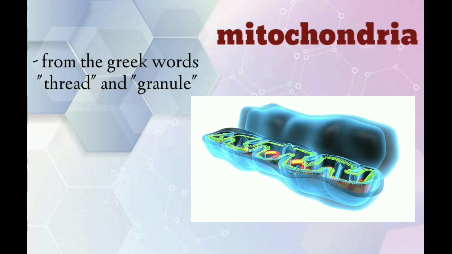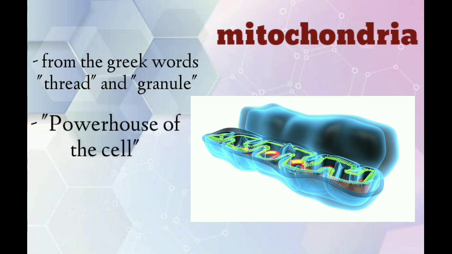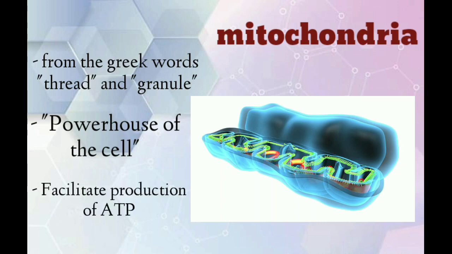Mitochondria are sometimes referred to as the powerhouse of the cell, as they produce most of the energy within a cell. Mitochondria facilitate the production of ATP, the main source of chemical energy in living organisms. Mitochondria are also set apart from other organelles as they have their own unique genome, different from the genetic code stored in the nucleus.